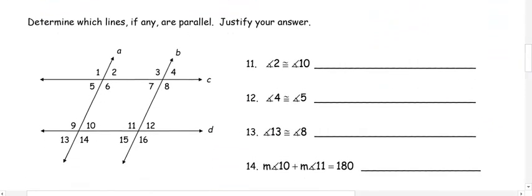Determine which lines, if any, are parallel and justify our answer. So in number 11, we are given that angle 2 is congruent to angle 10. Well, these are corresponding angles that are congruent. So we would say that C is parallel to D because our corresponding angles are congruent.